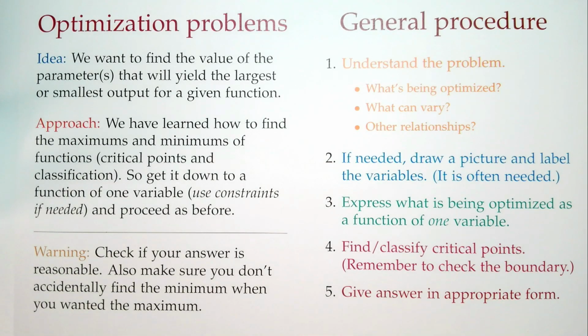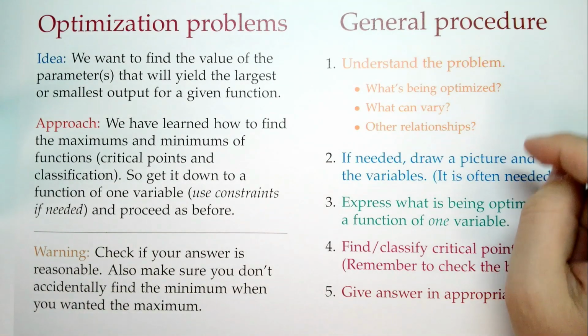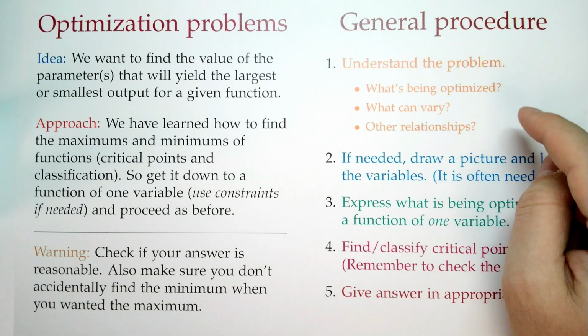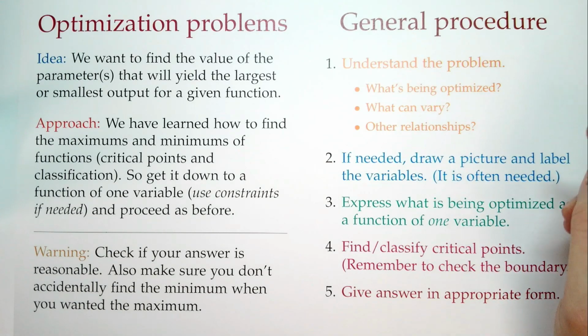So what do we do? Well, we understand the problem. We say, okay, what's being optimized? What can vary? Look for relationships. Draw a picture and label. That often helps. Sometimes it doesn't have to, but it often does. Express what's being optimized as a function of one variable. So if we have several things involved, we can look for constraints that help us get it down to one variable. And then finally, we find and classify critical points and remember to check the boundary.